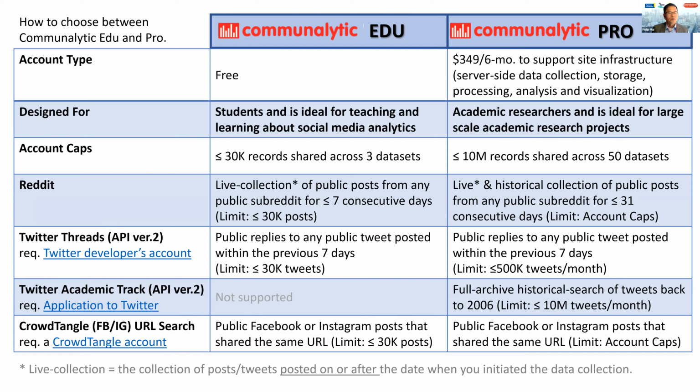And with Computational, you can get data from Reddit, from Twitter threads, and with the Pro, you can also get data from Twitter Academic Track, but you'll have to apply to Twitter for access to that. But once you have access, you can use Computational to then get your data. You won't have to set up your own computer or server to always have to be on to collect the data, because we'll do it from our server. So this way you can just set it and forget it.